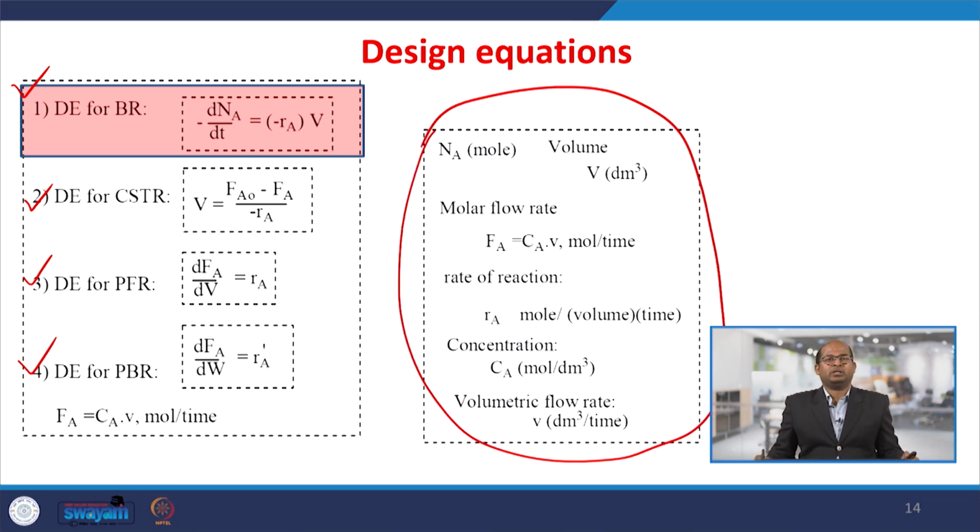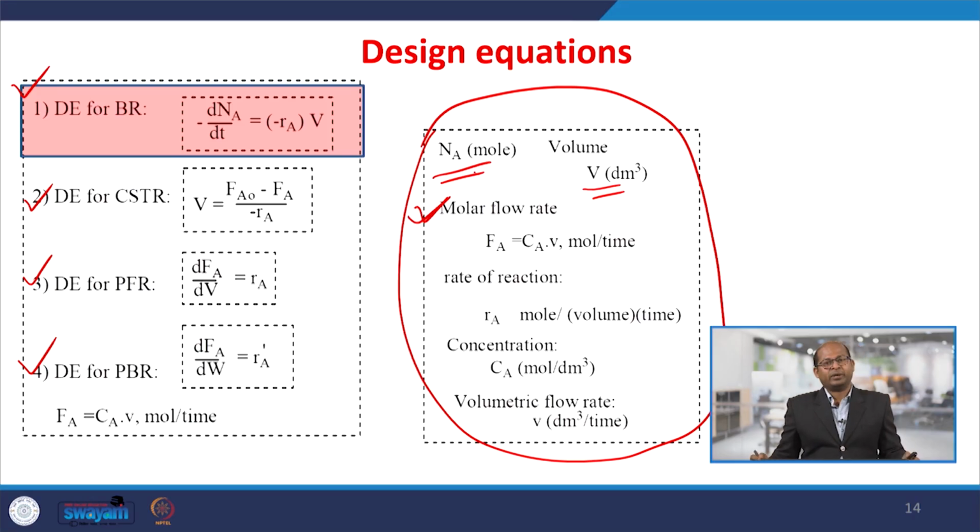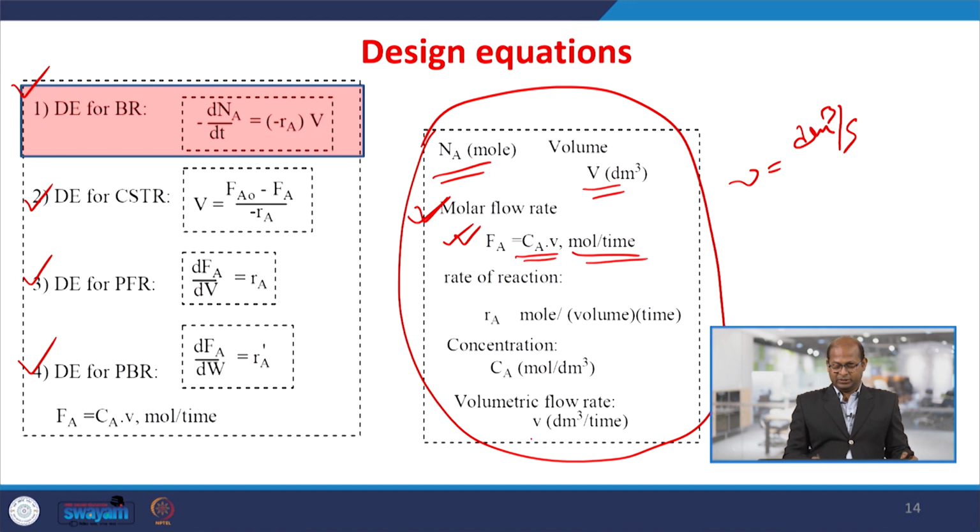Again, you should remember that Na is expressed in terms of moles and V is the volume, expressed in dm cube, meter cube or liters, of the system volume, and this is the molar flow rate, moles per unit time. So, here we are expressing that as Fa, the molar flow rate, which is equal to Ca multiplied by small v, the volumetric flow rate, dm cube per second or minute, per unit time. This is the same thing.